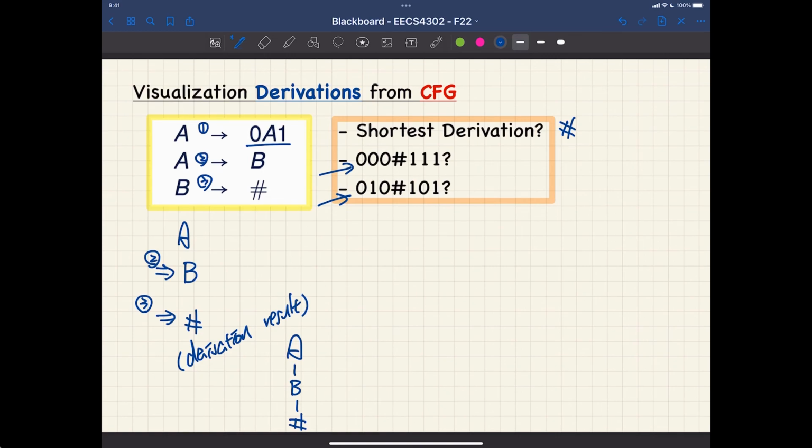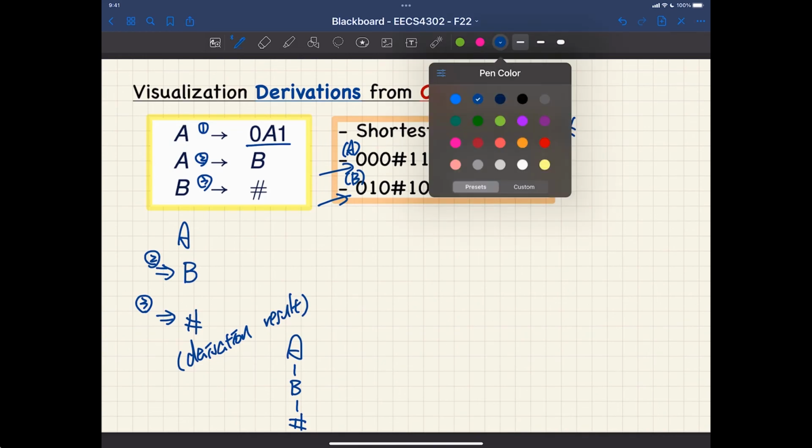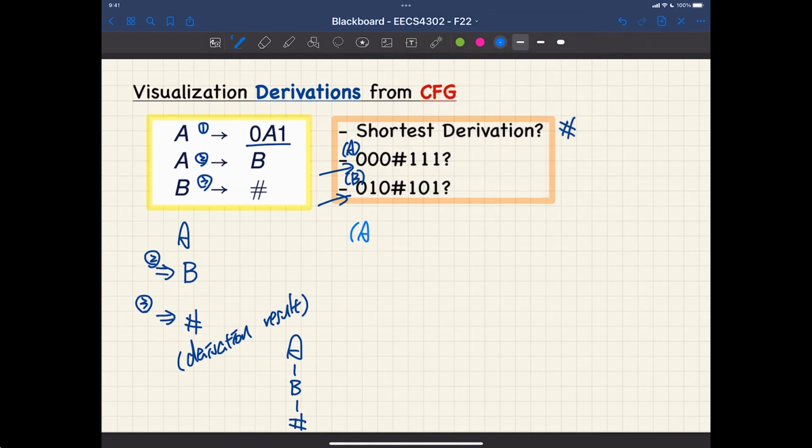Let me call this A. Let me call this B. Can you have a parse tree for A? Can you? Can you not? Why don't we try? For A, we can do A by production rule 1. We're going to have 0, A, and 1. And then 0 and 1, we cannot do any further derivation.